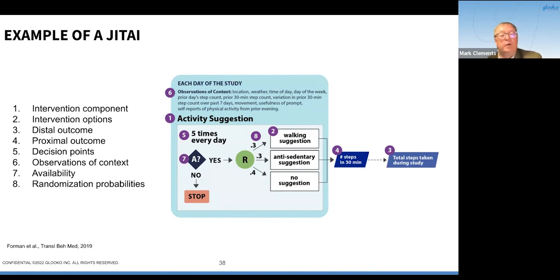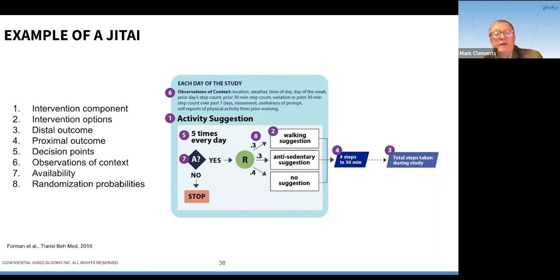So these observations of context, I will note, give us the first opportunity for machine learning, which is to identify the right moment using a reinforcement learning approach in which to nudge an individual into a behavior that promotes health.